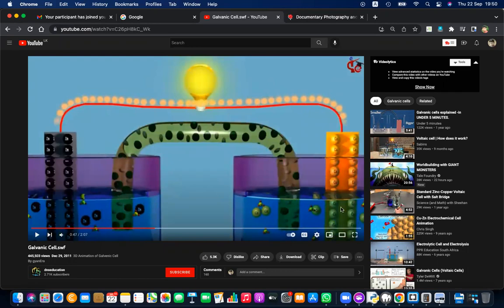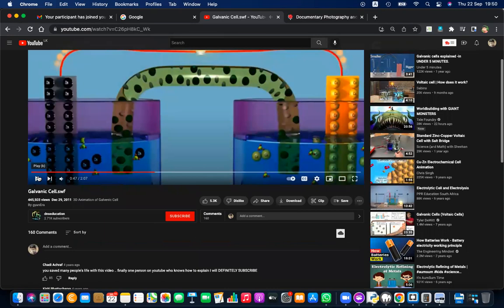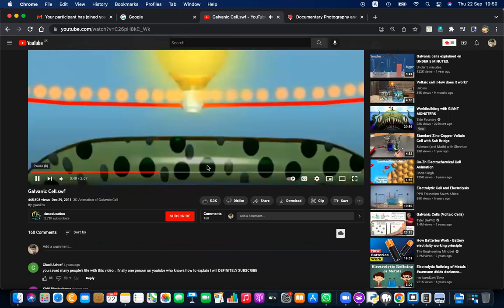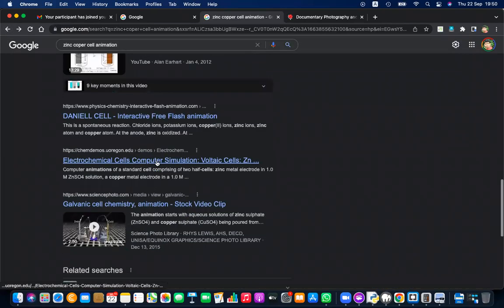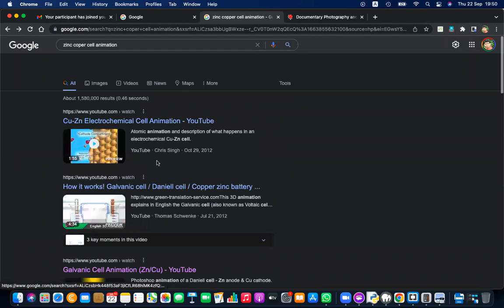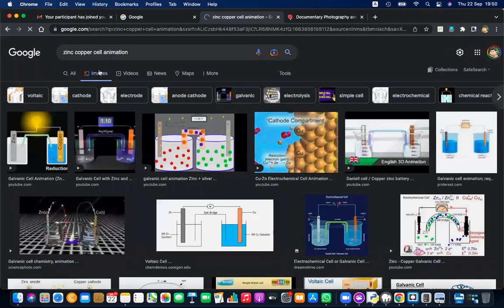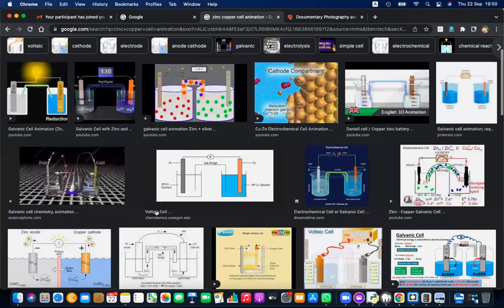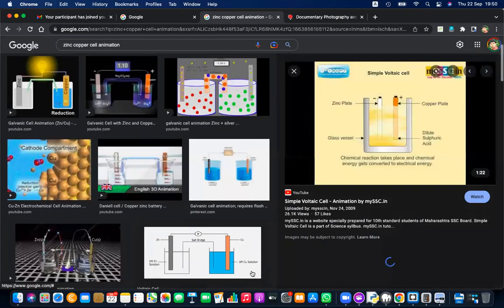Here you have the copper sulfate, and this side you have zinc. Wait, I think I need to move to the other one. So can I see the simple cell? Both of these are showing the one with the salt bridge. It's not having the salt bridge. Okay, this one.